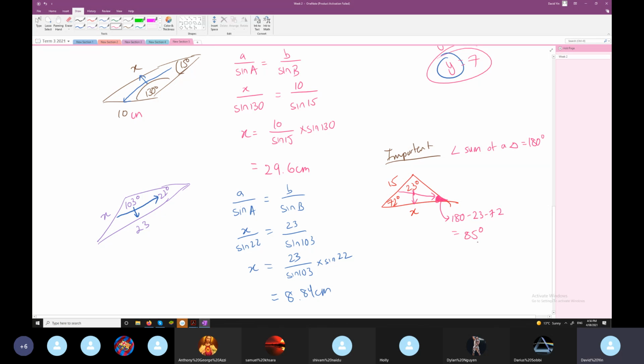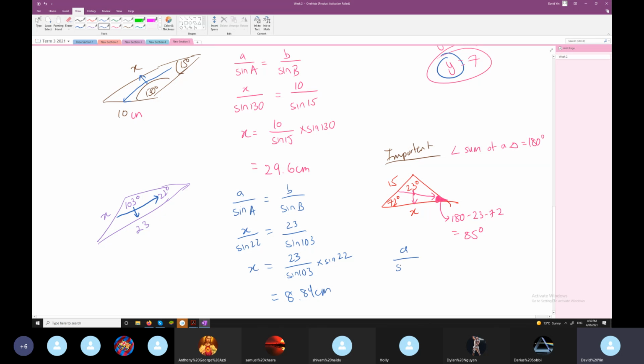Yeah, so that's 85 degrees. So that angle there is going to be 85 degrees. So now you can apply the sine rule because now you have an opposite side, that 15 with the angle of 85, and this 23 degrees with the side of x. So now let's use the formula.